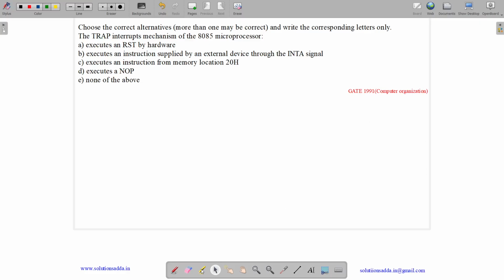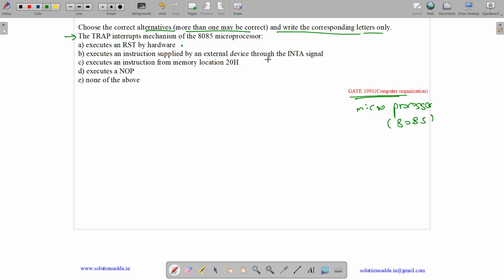This question belongs to computer organization subject and was asked in GATE 1991, and the topic name is microprocessor, and basically 8085 microprocessor. So the question states, choose the correct alternatives, more than one may be correct, and write the corresponding letters only.